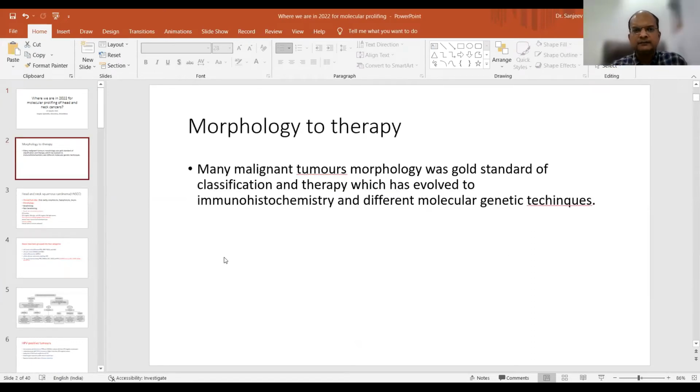In the last decade, there has been a lot of progression in the diagnosis and therapeutic aspects of all malignant tumors. Initially, we were classifying all tumors based on morphology, and based on that, therapeutic decisions were being taken. Gradually, there was a role of immunohistochemistry, and in the recent 5 to 7 years, there has been a lot of development in molecular genetics to decide therapy and subclassification of the tumors.